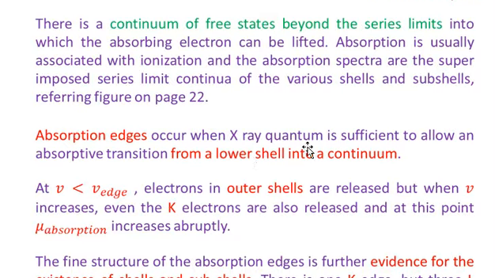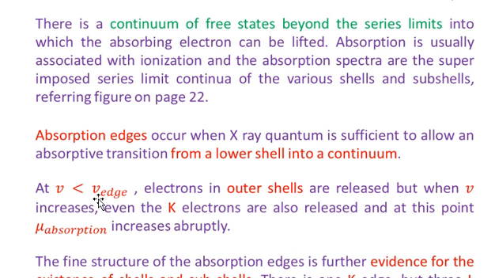Absorption edges occur when the X-ray quantum is sufficient to allow an absorptive transition from a lower shell into a continuum. From a lower shell into a continuum means the ionization of an electron in those shells. At a frequency nu smaller than nu edge, you know that nu edge is the frequency that corresponds to the edges. For example, for the K edge, the nu edge frequency has the highest value.